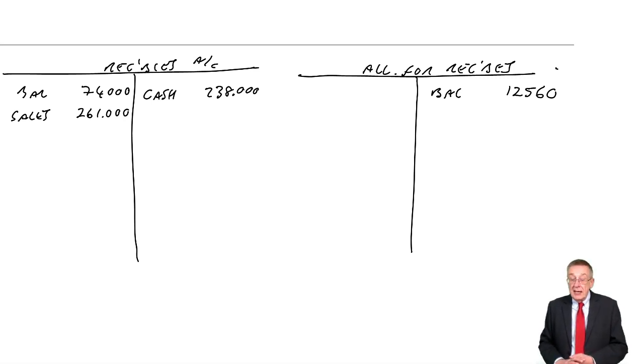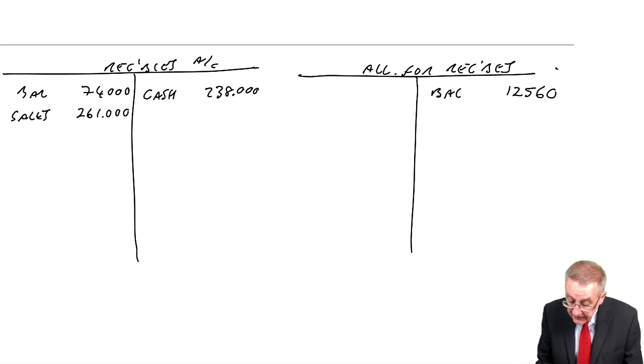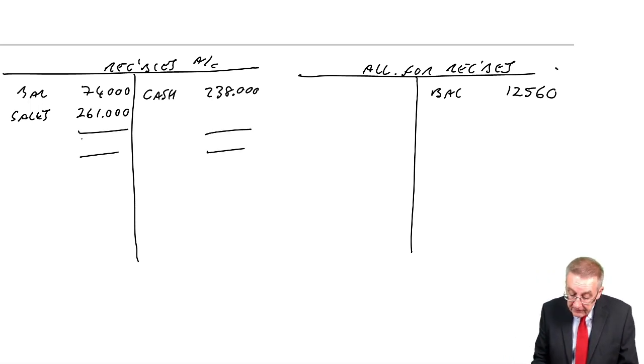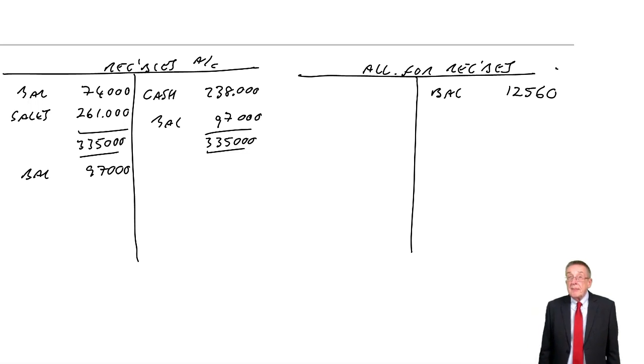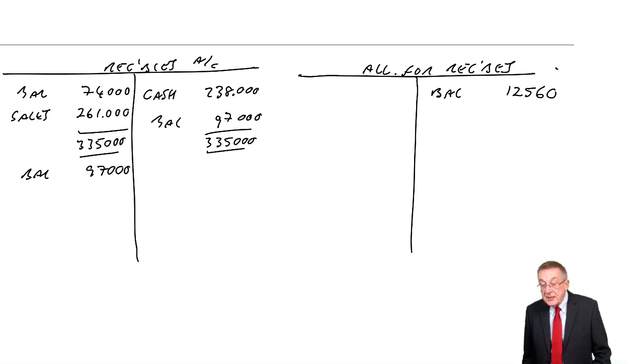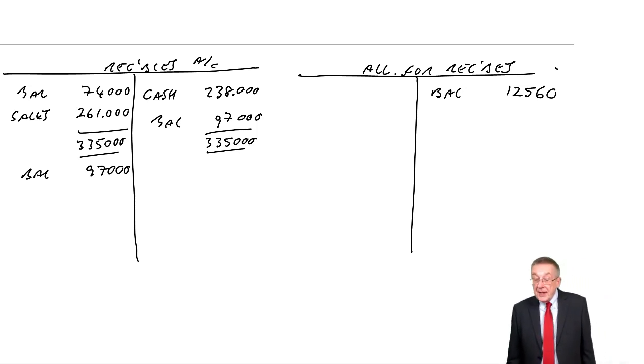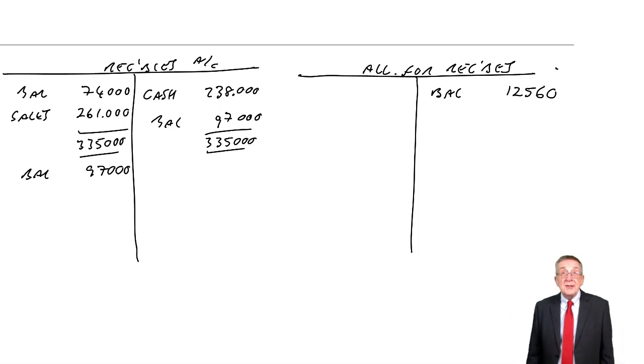But we've come to the end of the year and we strike a balance. So what's the balance on receivables? 97,000. So when the accountant arrives, we have a balance on receivables of 97,000. And notice the allowance for receivables, there's a balance still sitting there of 12,560. You know where that came from last year, but it stayed there all year.